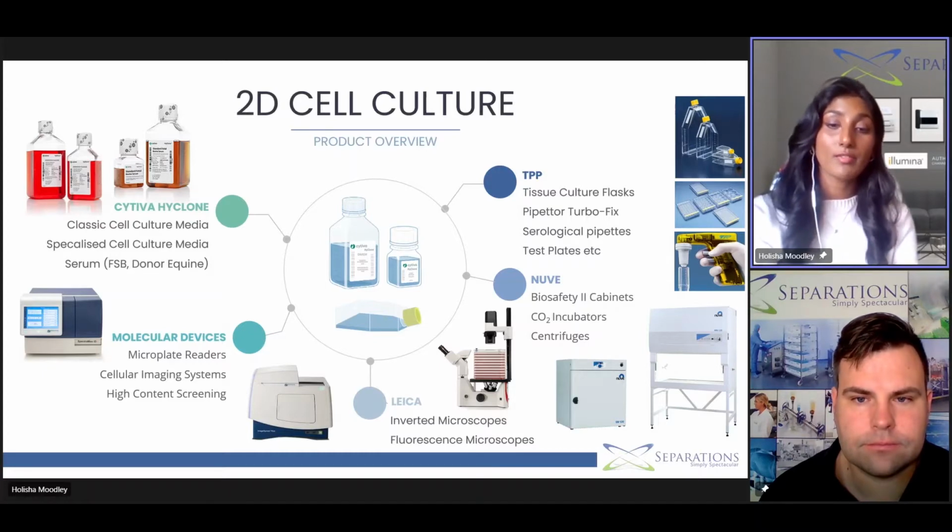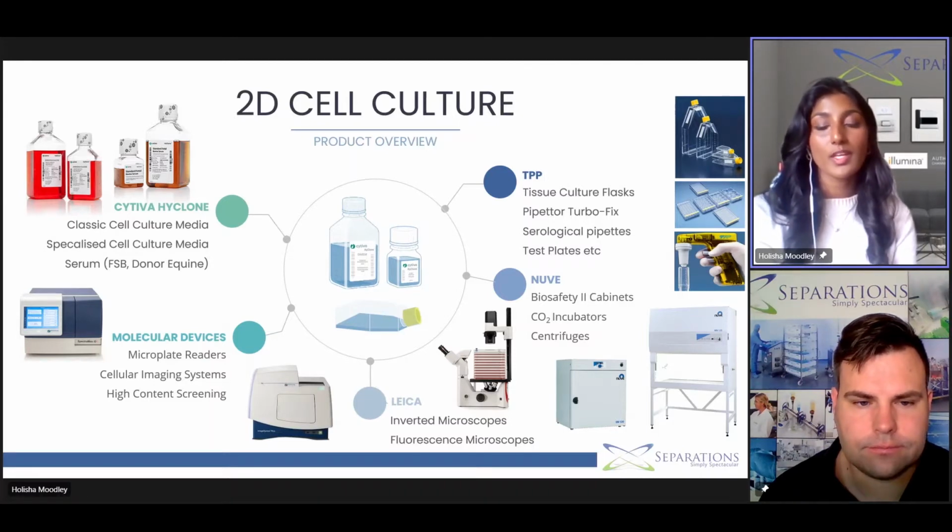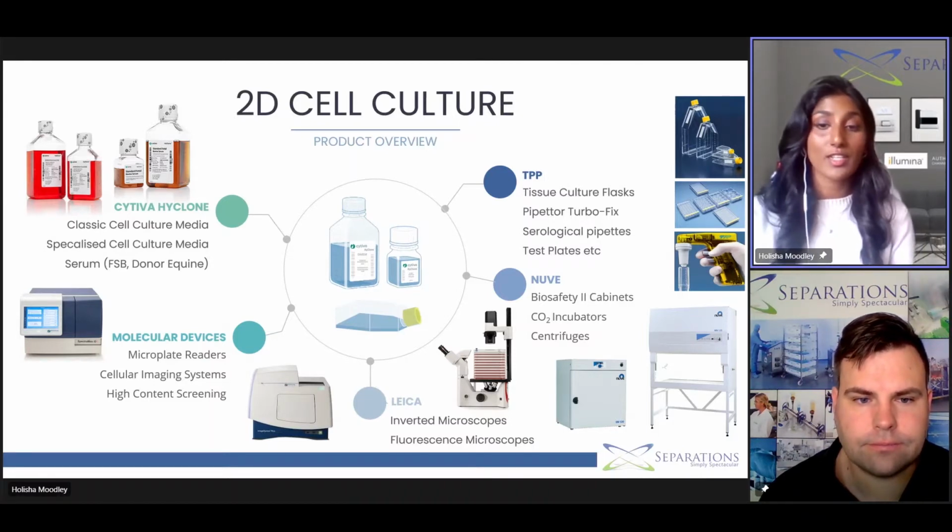We're also able to offer a wide range of microscopy platforms, from inverted microscopes to fluorescence microscopes. This can be from routine, wanting to look at your cells, doing cell counting, just wanting to observe your cells, all the way up into confocal, wanting to actually look at markers, wanting to do 2D or 3D analysis on your samples. We then offer more automated systems, Molecular Devices.